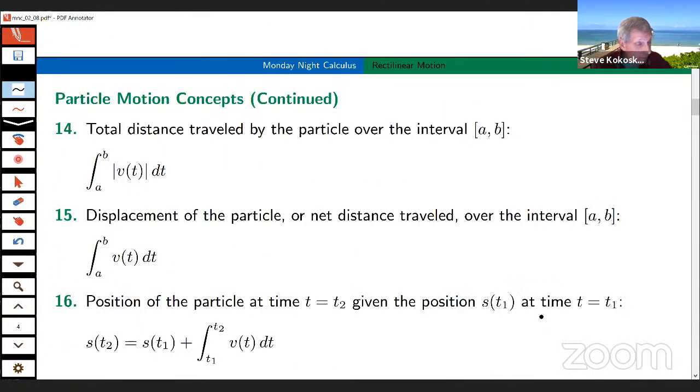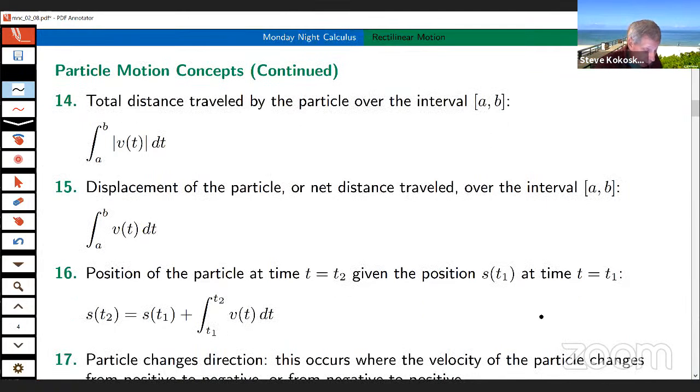Yep, there's more. Some of our students often get 14 and 15 confused, mixed up. There was a question a couple of years ago that asked for both of these, total distance traveled and displacement, I believe in different parts of a problem. So the total distance traveled by a particle over a time interval A to B is the integral from A to B of the absolute value of v of t, the integral of the speed, actually.